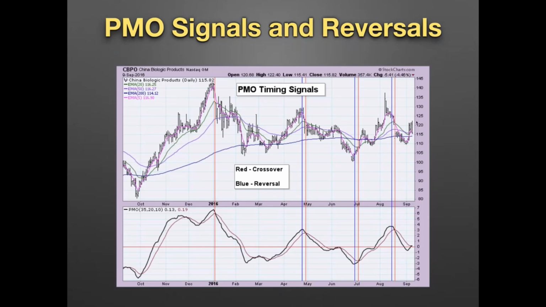You can see that price was on its way up. We did have a big down day here that flattened out that PMO a little bit, but ultimately it was still rising. So that would be a confirmation that this rally was likely to continue.